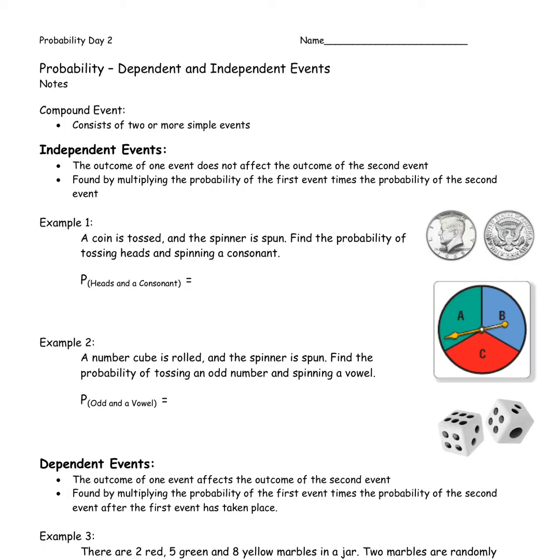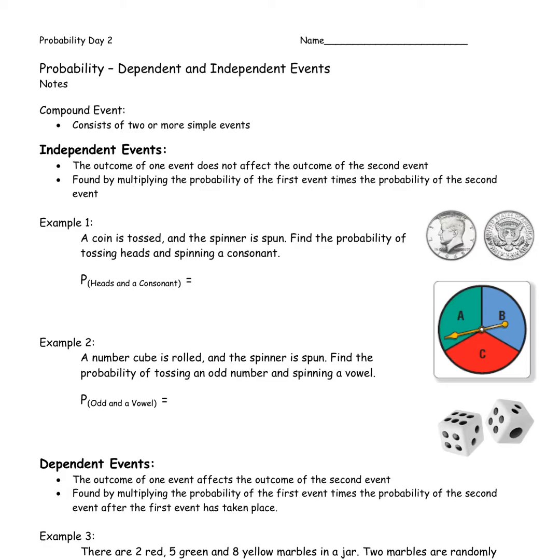In this lesson, we're going to be talking about independent and dependent events. Independent and dependent events are just compound events, meaning that they're a combination of two or more simple events. When we talk about independent, the outcome of one does not affect the outcome of the other. We are going to find this by multiplying the probability of the first event by the probability of the second event.